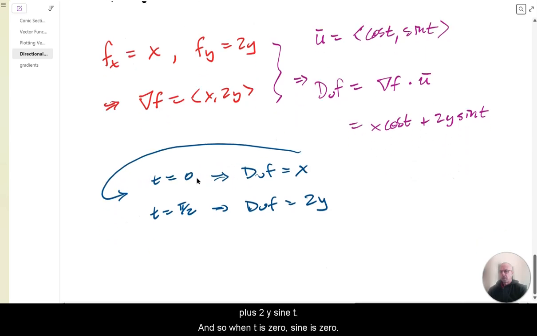When t is 0, sine is 0, so this whole term is gone. Cosine is 1 at t equals 0, so we just get x for our directional derivative. So if we move in the y direction when t is 0, nothing's going to happen. It's going to stay the same. Similarly, if we move in the x direction when t is pi over 2, we're going to get the same value as well.